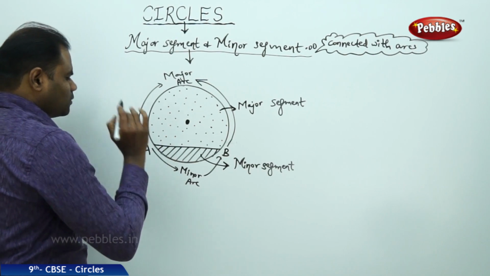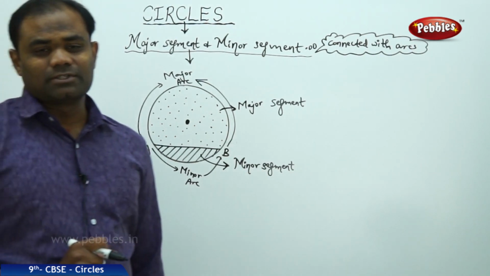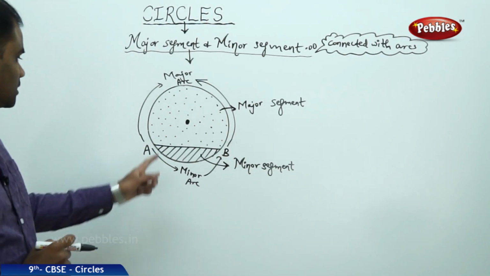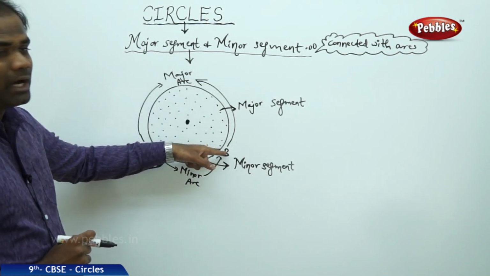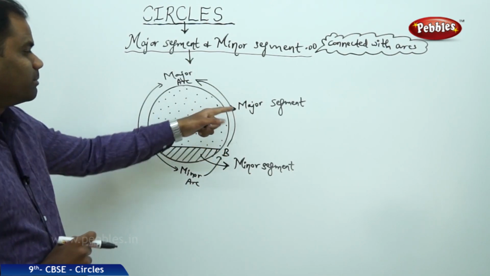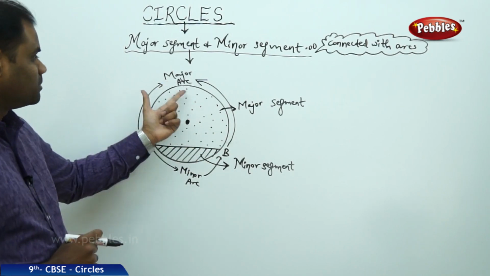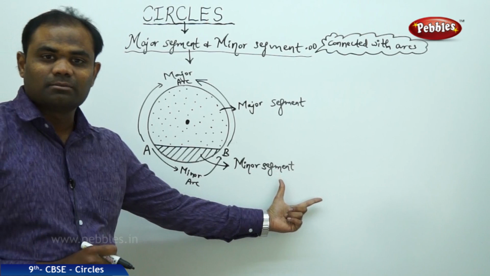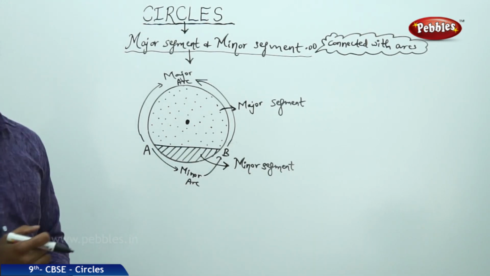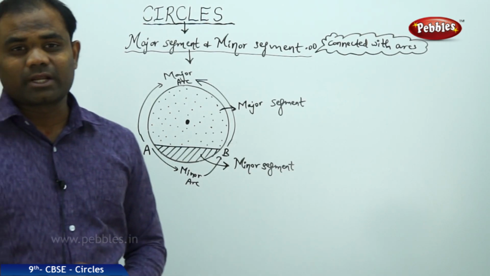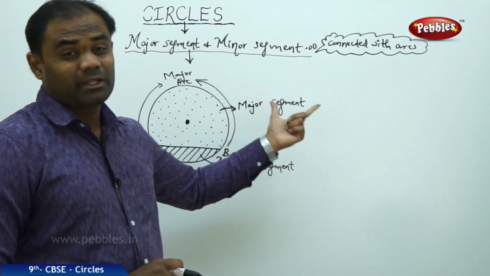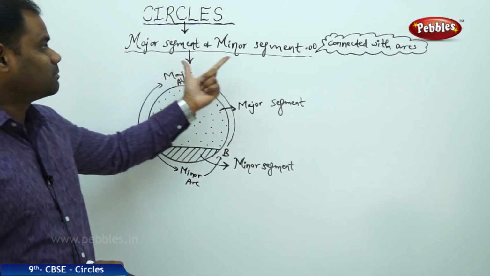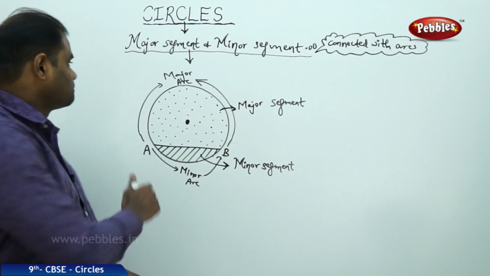So what we conclude from these two connections of the segments and arcs is that the length of the arc of the major segment or the major region is the major arc, and the length of the arc of the minor segment or the minor region is called the minor arc. This is how we understand the major and minor arcs connected with the major segment and minor segment.